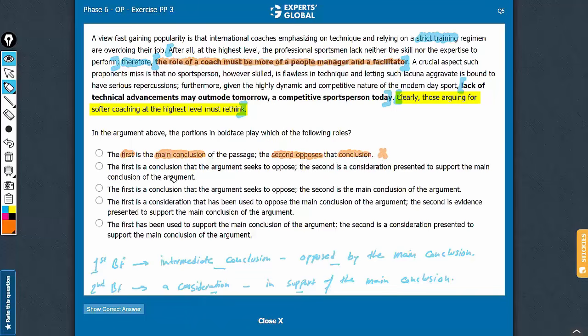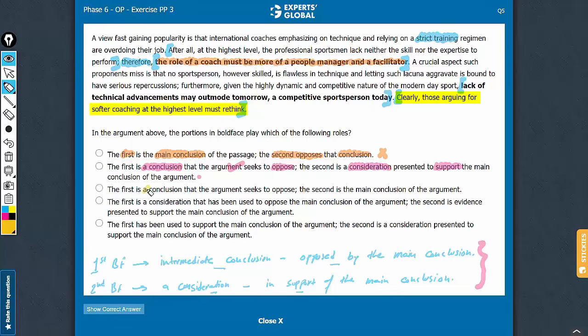Look at answer choice B. Yes, the first boldface is a conclusion. It's a good term here, a conclusion for the intermediate conclusion. And yes, the argument seeks to oppose this intermediate conclusion. So the first part is all right. And the second part, the second is a consideration. Yes, it is a consideration presented to support the main conclusion of the argument. This is exactly in sync with what we were expecting, in sync with our groundwork. This is likely the correct answer choice. Let's still look at other answer choices.